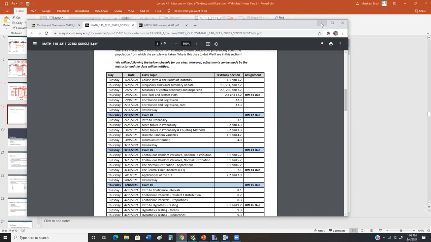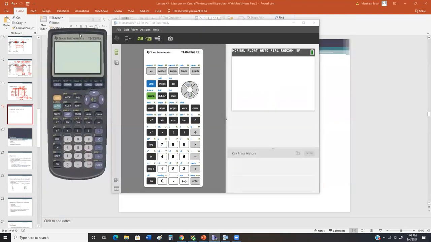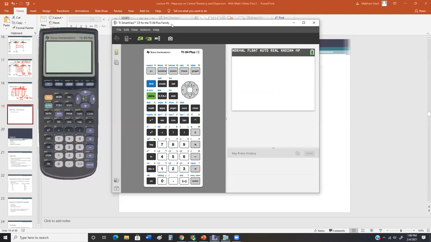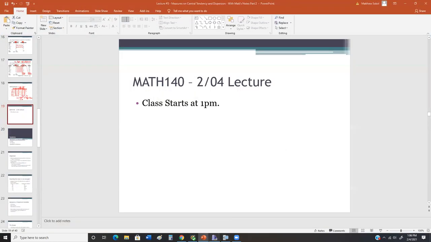Just out of curiosity, how many people have their TI graphing calculators with them today, either the TI-83 or the TI-84? I have the TI-84. Okay.